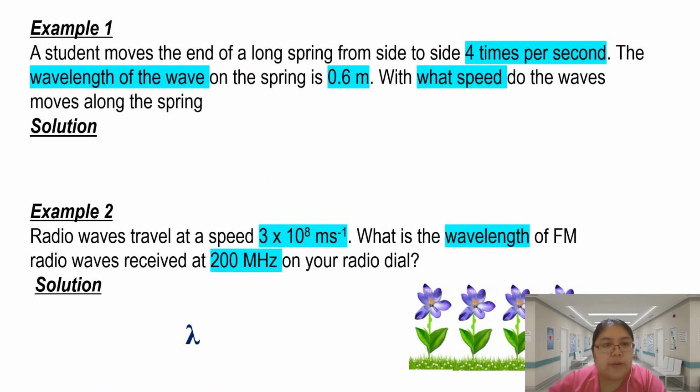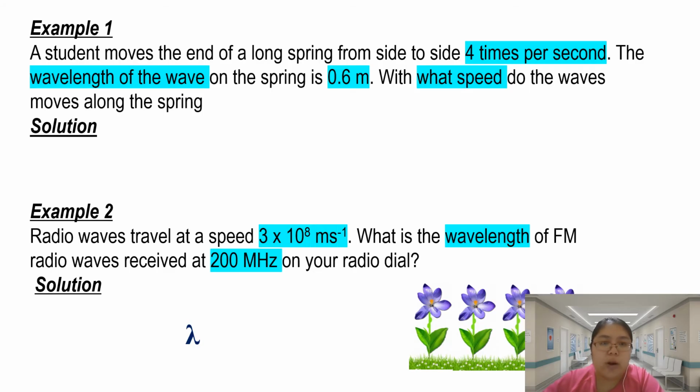Okay, so from here, let's see the example, what you need to do. This one is an example from your exercise. A student moves the end of a long spring from side to side 4 times per second. 4 times per second means what? In 1 second they move 4 times. So that means we know the frequency is 4 hertz.